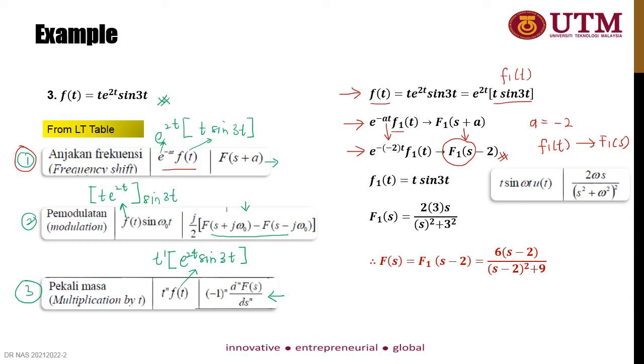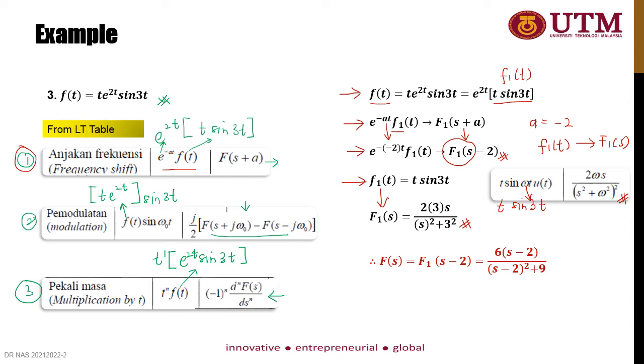Now find the Laplace transform of your f1(t). So f1(t) will be producing F1(s). Refer to the table: t sin omega t will be equal to this in S domain. Compare to your equation t sin 3t, so you know your omega equal to 3. Replace omega by 3 and then you have your F1(s).